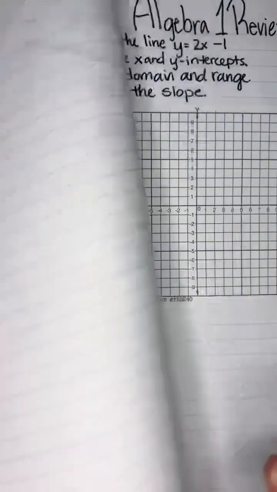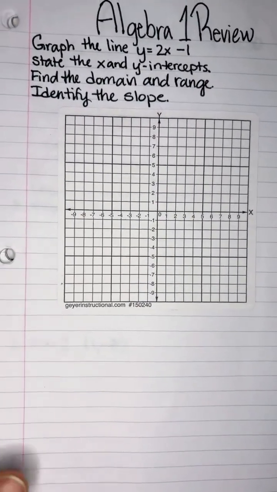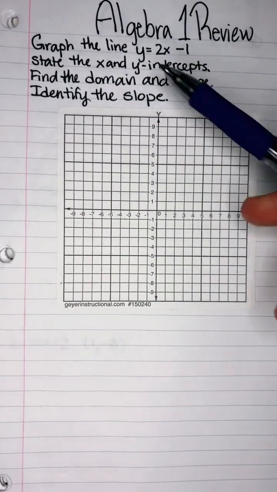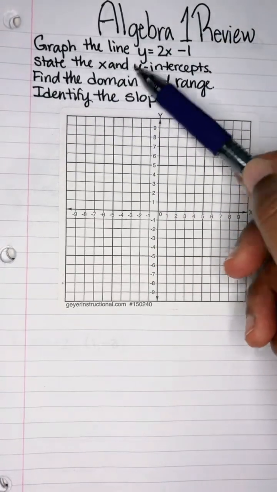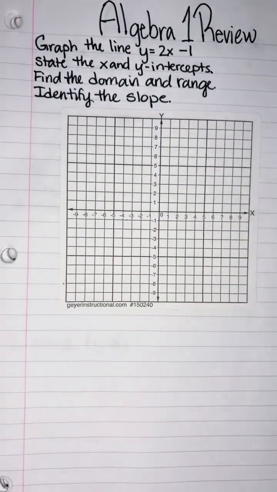Okay, let's get to some more graphing, okay? So we want to graph the line y equals 2x minus 1. We want to state the x and y intercepts. We want to find the domain and range and identify the slope.